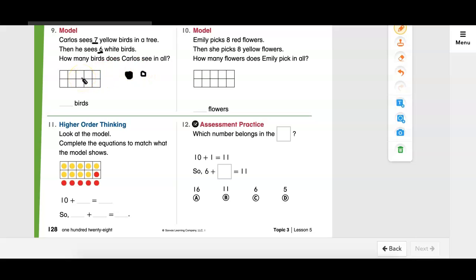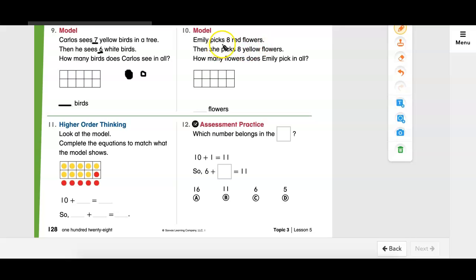So it wants us to use our tens frame to show the 7 yellow birds that he saw, and then the 6 white birds. And it wants us to find the total number of birds that Carlos saw in all. So we are going to begin with 7, fill in 7 in our tens frame. So you could use a filled in circle to show the 7, and then to show the 6 white birds you could do an open circle like that. But we want to know, how many birds did Carlos see in all?